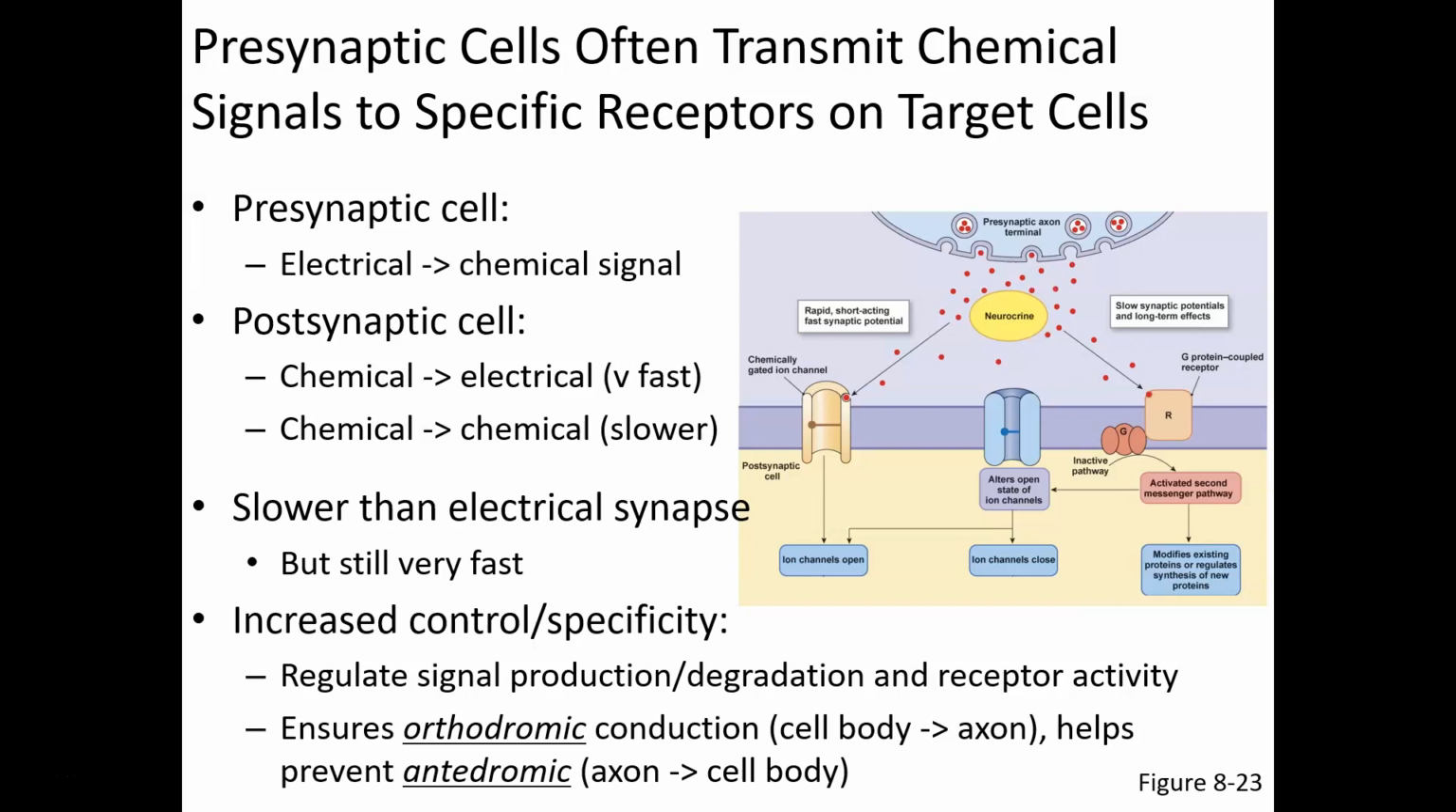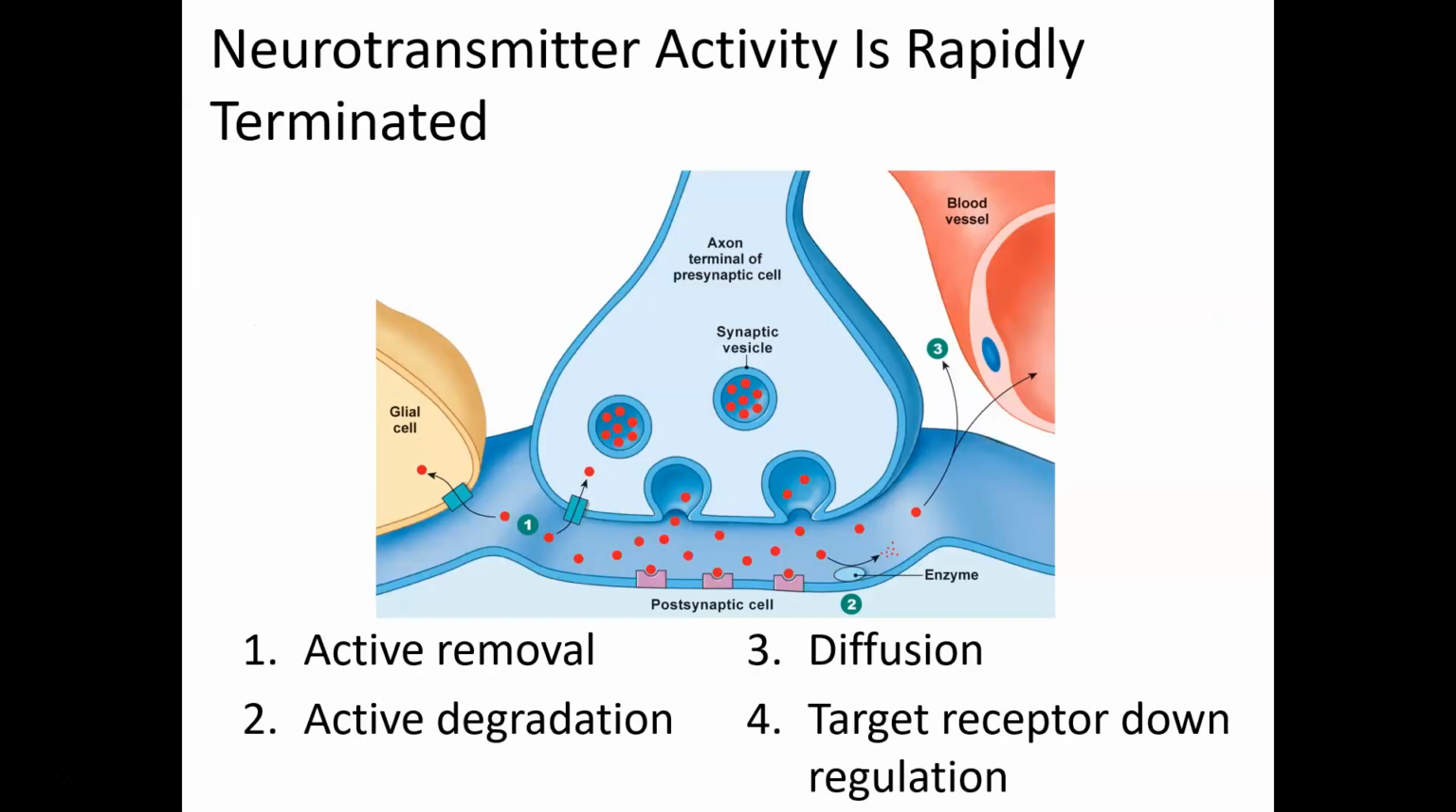A couple other things that we can look at, but the two big things are the speed and control. Even though chemical synapses are a little slower than electrical synapses, they're still very fast, and the control and specificity allows us to favor chemical synapses much more than electrical synapses. We see very few electrical synapses in the human body.